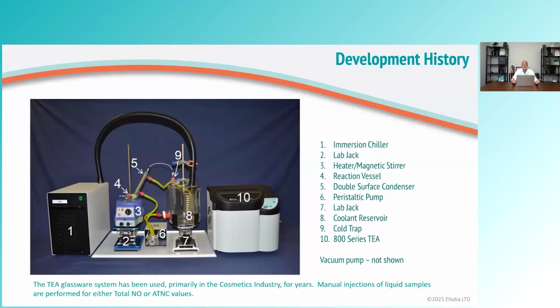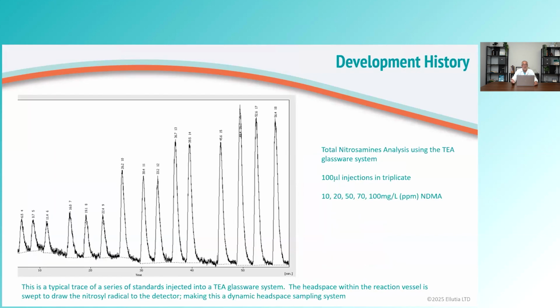Now, such a screening tool has been available from Ellutia, but this was using a manual injection technique. This was what we would call the glassware method. Samples were injected into the reaction vessel where NO is released and then swept to the detector. So this is a dynamic headspace method, but as you can see from the data, it is still reproducible.